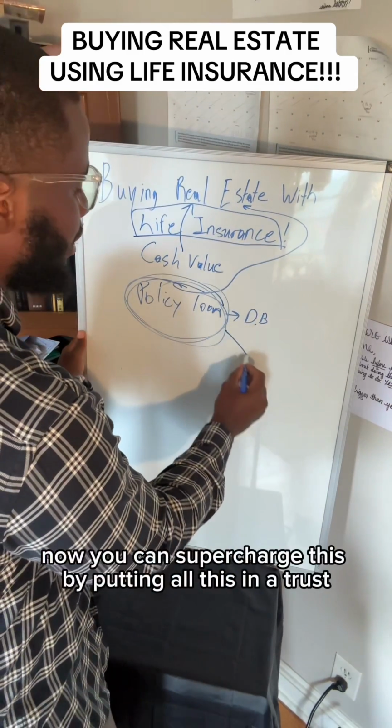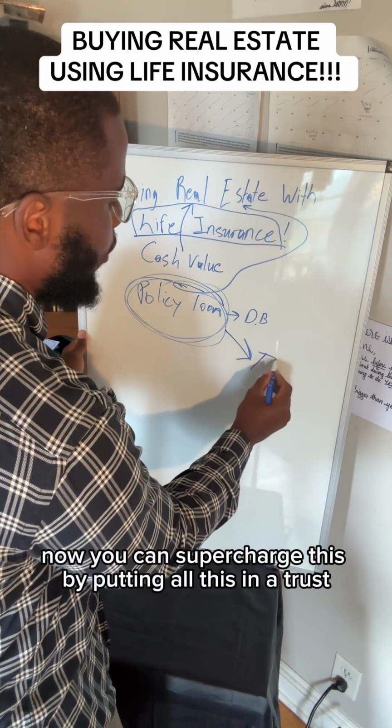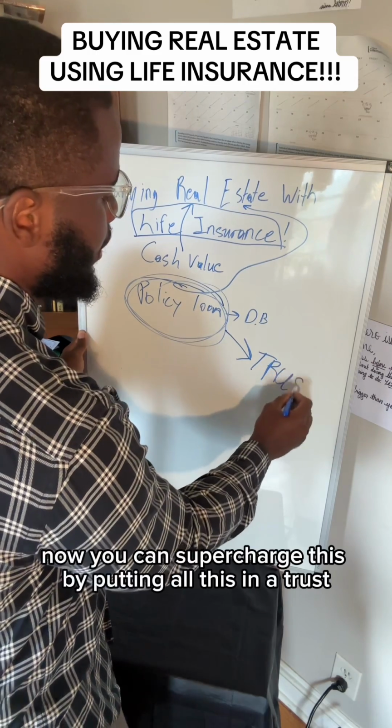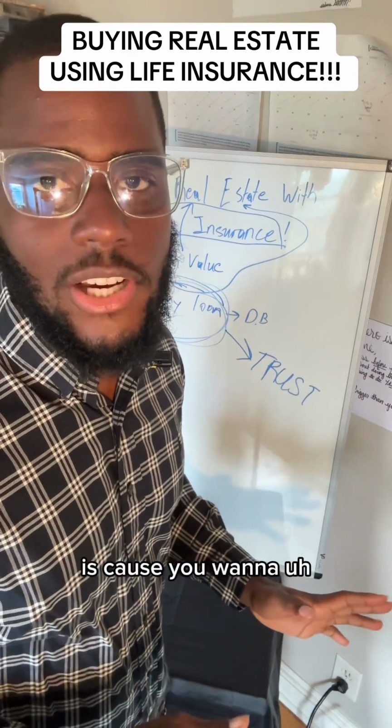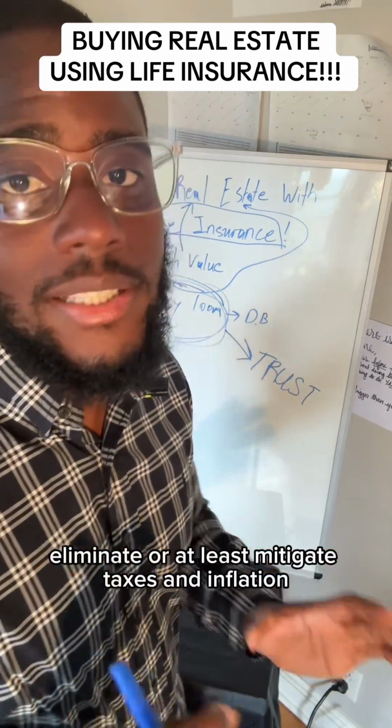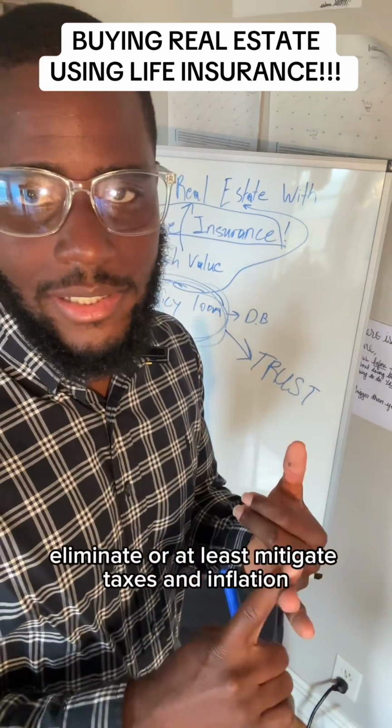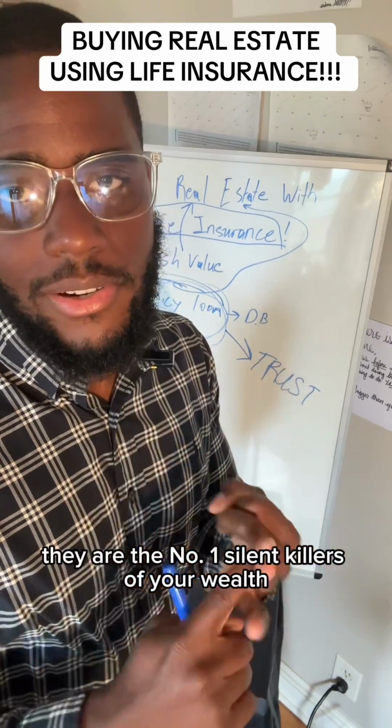Now, you can supercharge this by putting all of this in a trust. The reason you put it in a trust, and we speak about this all the time here on this channel, is because you want to eliminate or at least mitigate taxes and inflation. They are the number one silent killers of your wealth.